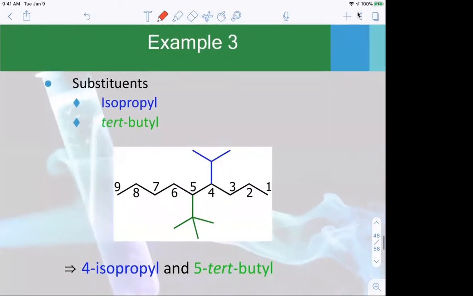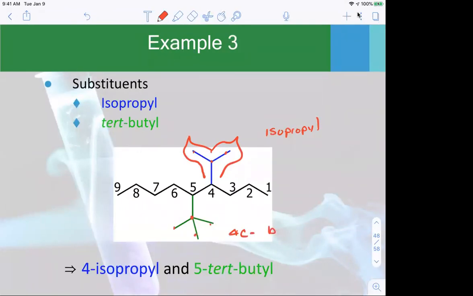Now, what are my substituents? This is my whale tail, right? And I have 1, 2, 3 carbons. So this is isopropyl. This also has 1, 2, 3, 4 carbons. So it's a butyl. But because I've got these 3 carbons attached to that 1 carbon attached to the chain, this is going to be a tert-butyl. So my full name would have a 4-isopropyl and a 5-tert-butyl.